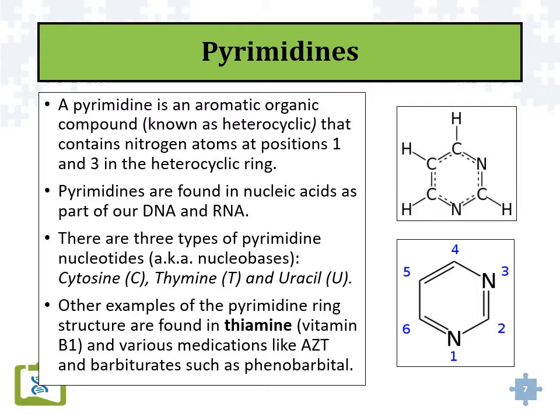Now, there are examples of pyrimidine all throughout nature. One of the examples would be thiamine, right? So vitamin B1 actually has a pyrimidine type chemical structure. And then there are certain medications which also contain pyrimidine. So barbiturates, for example, or AZT, the medication for HIV, is a pyrimidine.